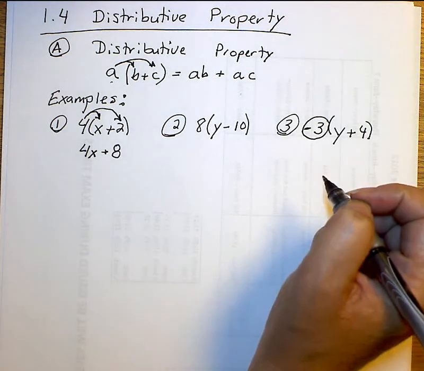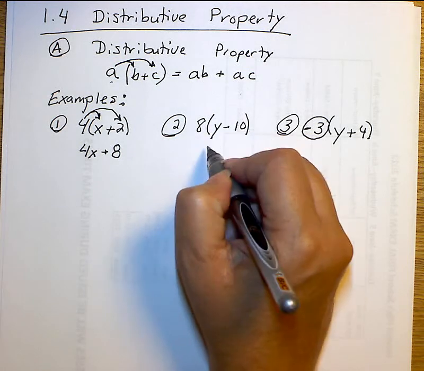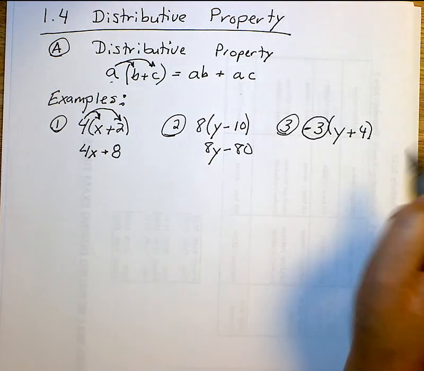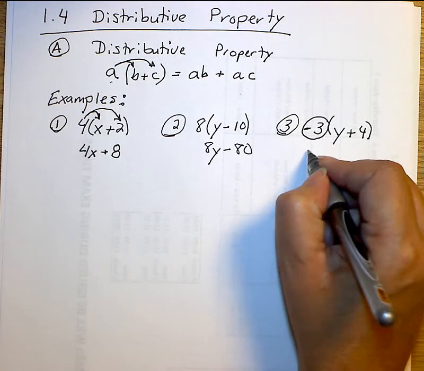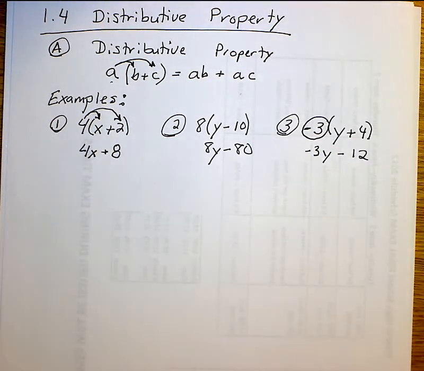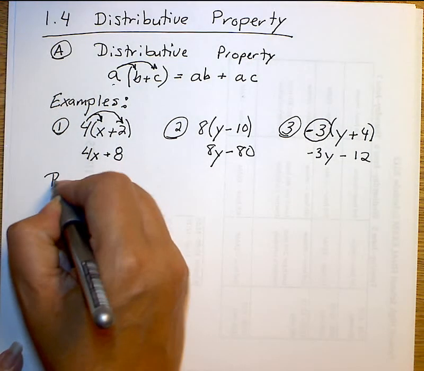All right. So, what is our first one? 8y minus 80. This one we have here, what's this answer? Negative 3y minus 12. Very good, minus 12. That's called your distribution property. Then we use distribution property backwards to do something that's called factor.